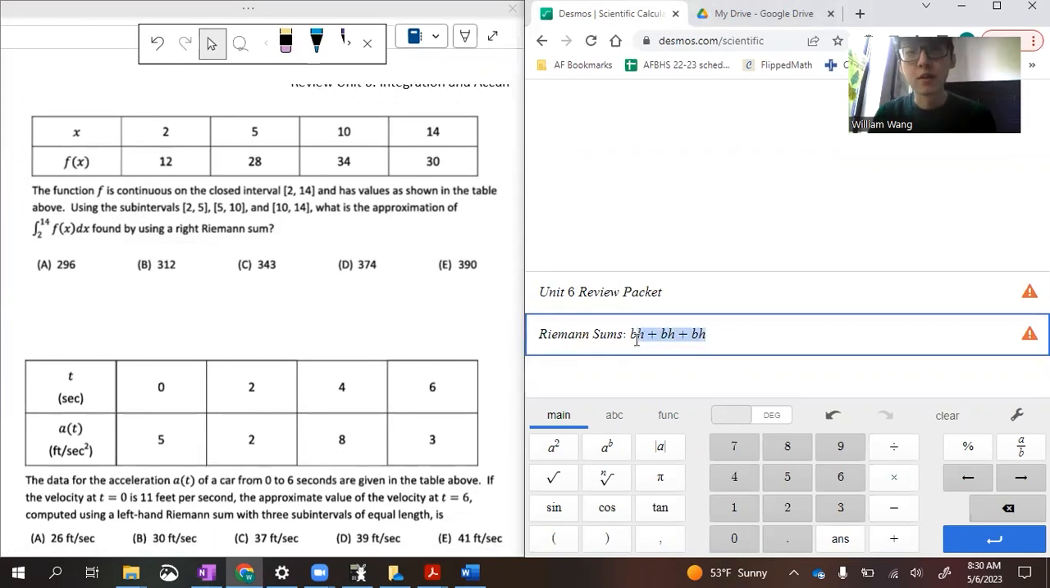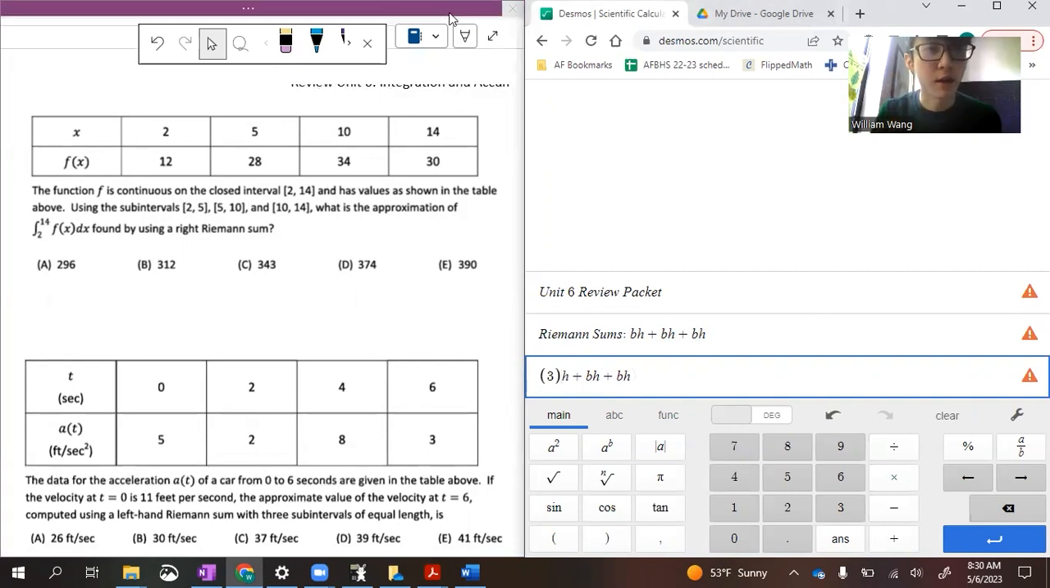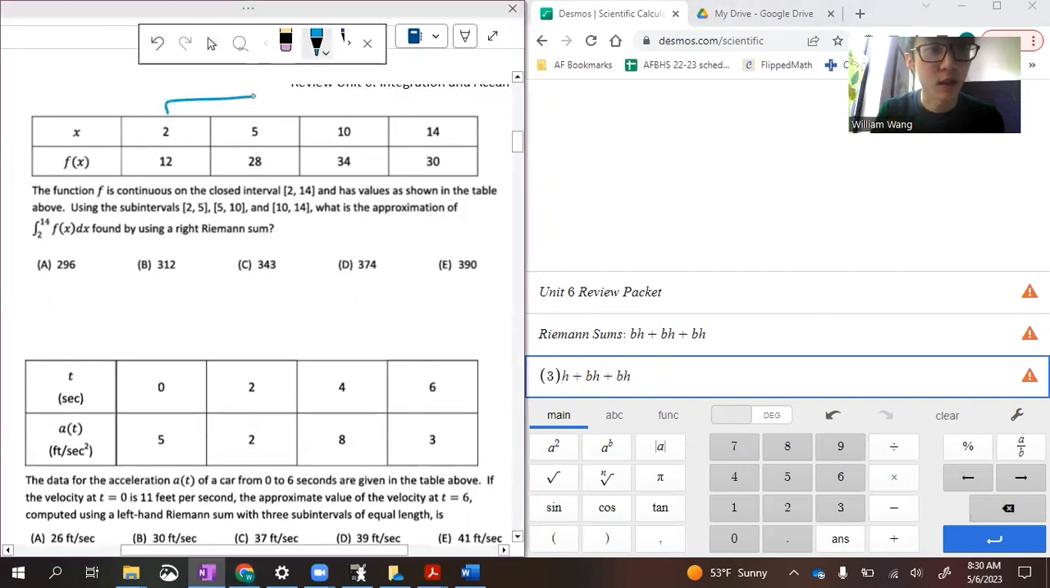Now, we just have to fill in what the base and heights are, and it depends on the problem that they give us. In this case, my first rectangle goes from 2 to 5, so my base is going to be 3. Right, the base of my rectangle. You can imagine a rectangle being drawn like this. First I go from 2 to 5. Next rectangle, I go from 5 to 10, so my base is going to be 5. I'm going to fill these out first. Then I go from 10 to 14, so my base is going to be 4.